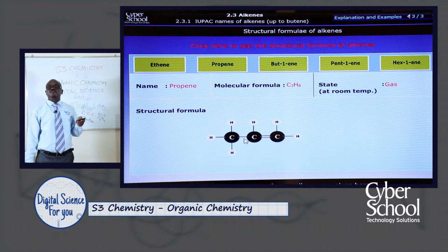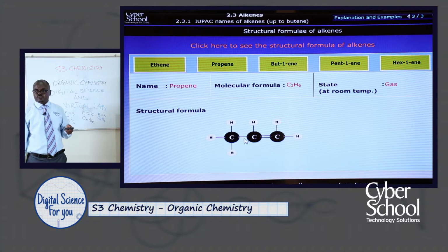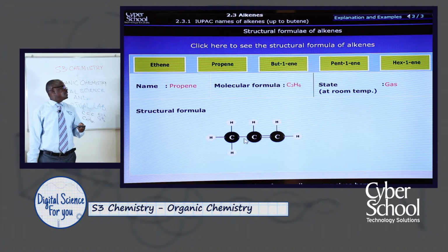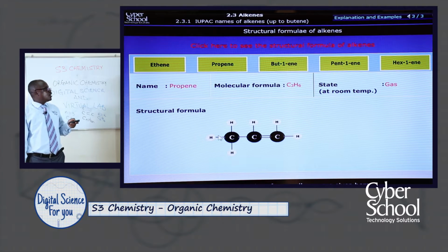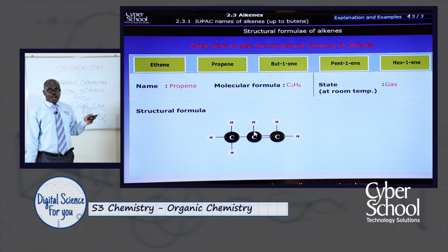Why don't we have 2 double bonds between each of the carbon atoms? To maintain the valency of carbon, you cannot have another double bond. So you have only 1 double bond between the carbon atoms.